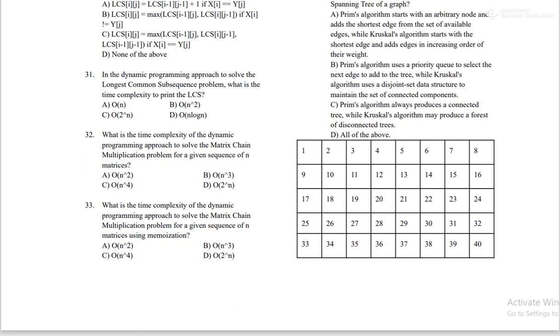Question 33. What is the time complexity of the dynamic programming approach to solve the matrix chain multiplication for a given sequence of n matrices? Up to here the question still remains similar, but the word memoization makes it different. In this question we have been asked about the process where we use the memoization technique to solve the matrix chain multiplication problem. So this will take a different amount of time. The final answer for this question is 2 to the power n.